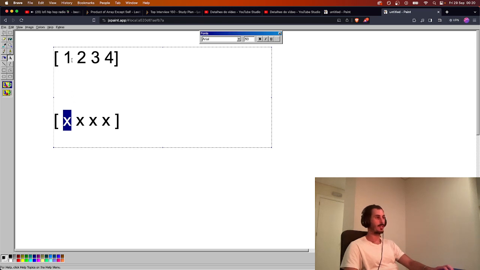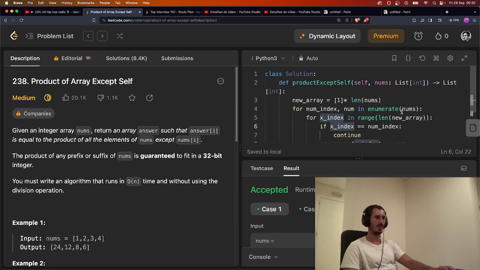So I would just go for the first one, iterate over everything and multiply. So 4 times 3 times 2 is 24, because 4 times 3 is 12, 12 times 2 is 24. So 1 times 3 times 4 is 12. 1 times 2 times 4 is 8. 3 times 2 times 1 is 6. This is the result, and this is the algorithm that I coded.